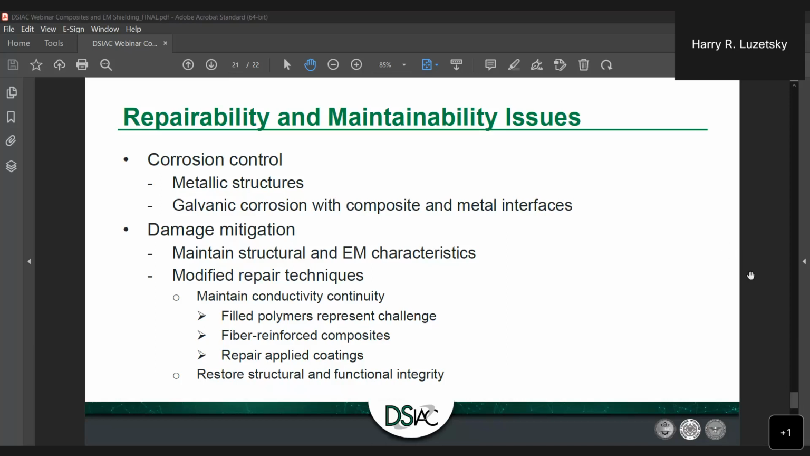And then damage mitigation, you want to maintain your structural electromagnetic characteristics. Repair techniques are really not going to be any different, with one exception. You want to maintain your conductivity continuity. So where before you might just cut out an area, apply a patch, and bond it into place, you now have to deal with that interface between the two.